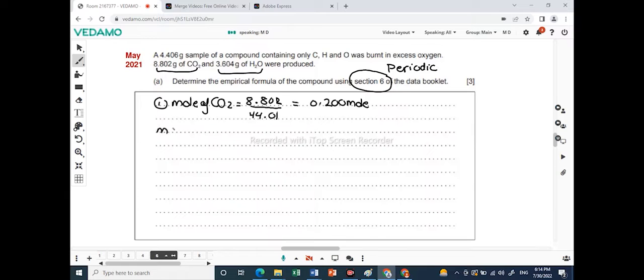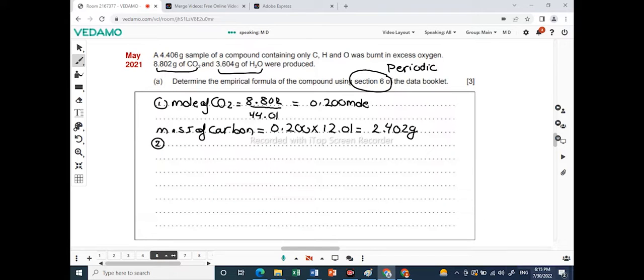So for the mass of carbon, I'm going to take my mole number, which is the same as above, and multiply it by the molar mass, which is 12.01, and your final answer is 2.402 grams.